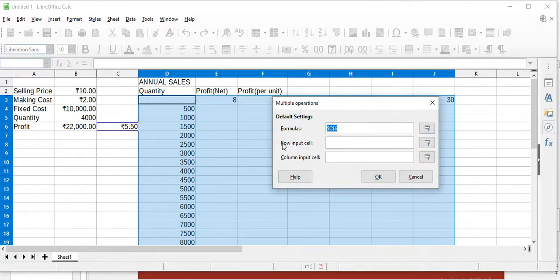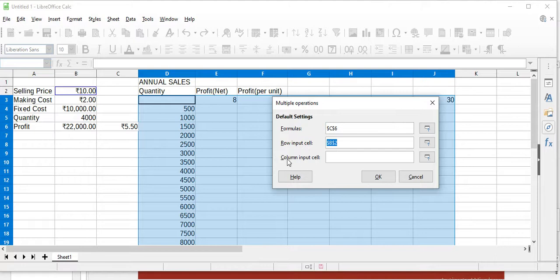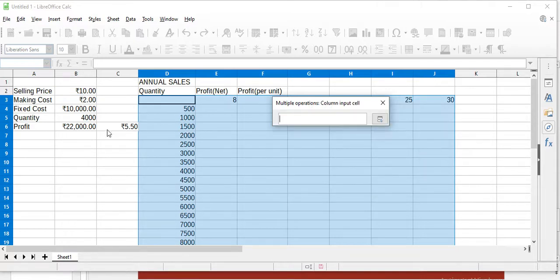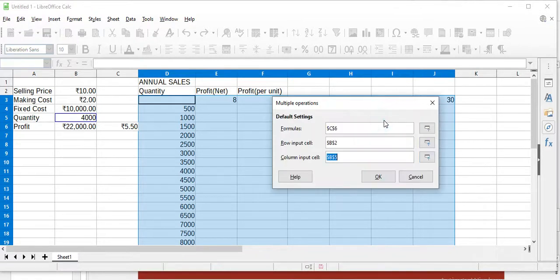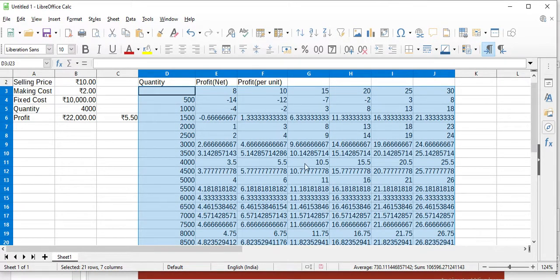Now the input cell, this we didn't use in the previous example. Now the row input I want to take from the selling price. So I will select this, go to the selling price, click, and then expand, select, and for the column input, the column where I have mentioned the quantity, I will select from the quantity, and then click OK. When I press OK, you will see the result on my screen.